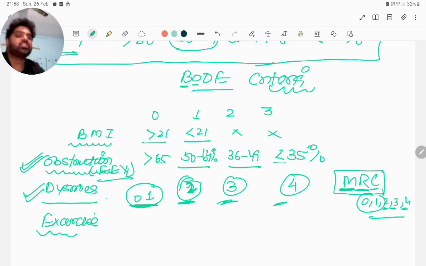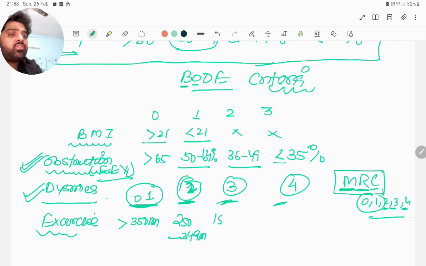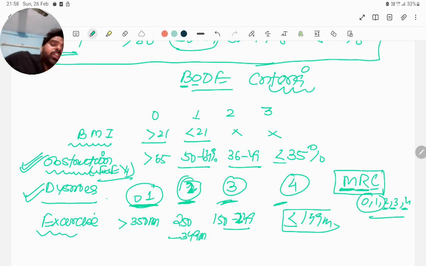Then exercise. If he can walk more than 350 meters, it is 0. If he can walk 250 to 349 meters, it is 1. If he can walk 150 to 249 meters, it is 2. If he can walk less than or equal to 149 meters, it is 3. So this is how you will calculate the BODE criteria of a patient. The higher the score, the more the mortality, and you can compare two patients.